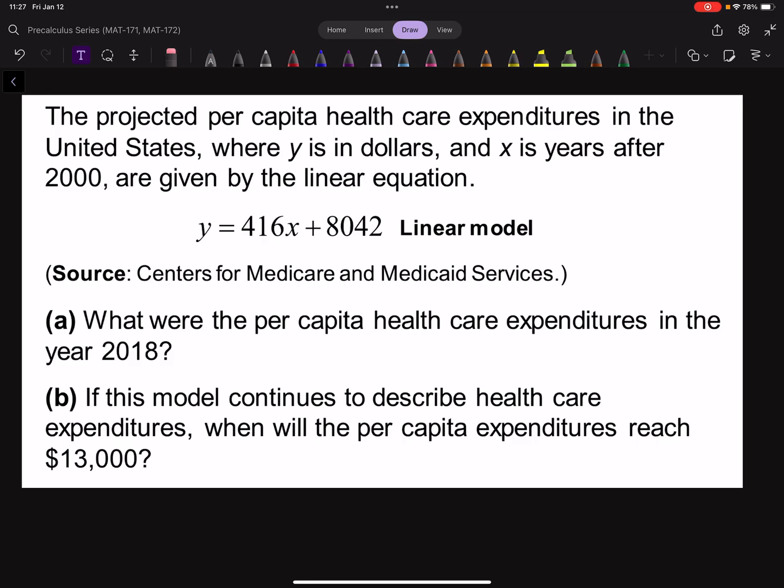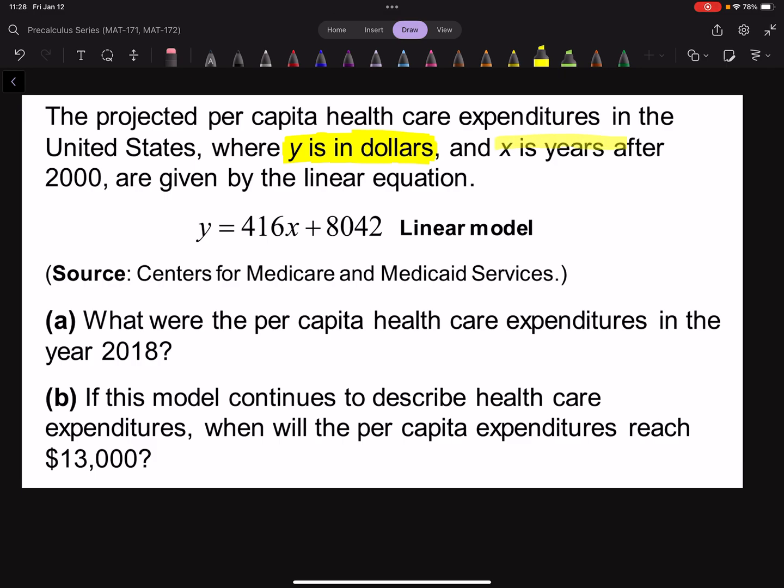All right, so this is still applications of linear equations. This particular problem is about healthcare expenditures. So the problem reads, the projected per capita healthcare expenditures in the United States where Y is in dollars. Now that's pretty important. It lets us know what Y, the dependent variable, is representing. Where Y is in dollars and X is years after 2000.